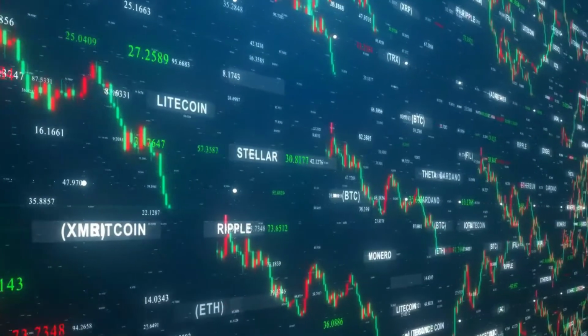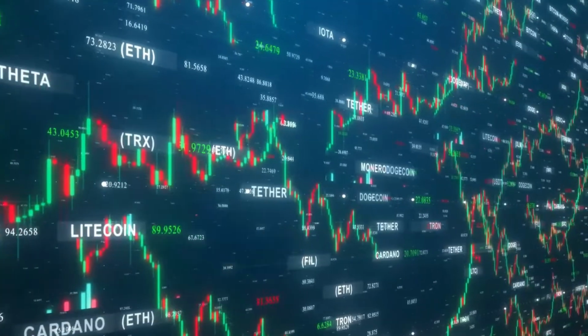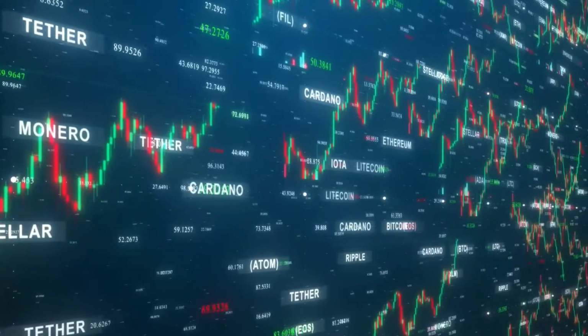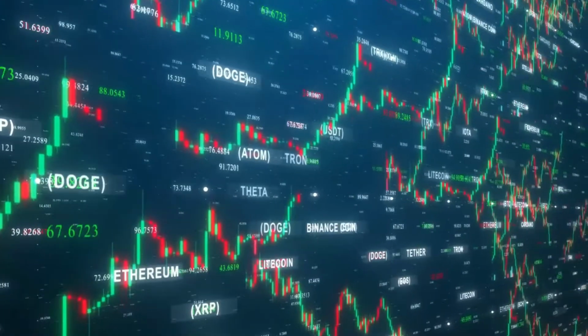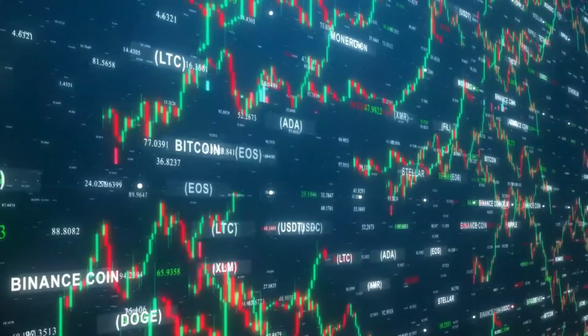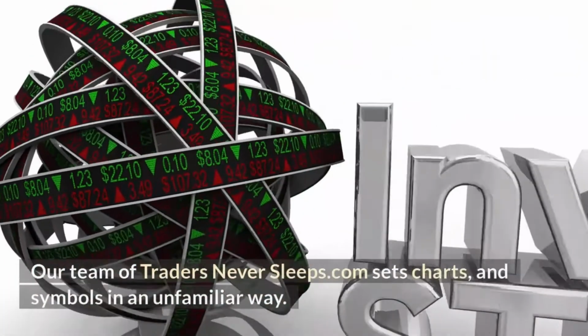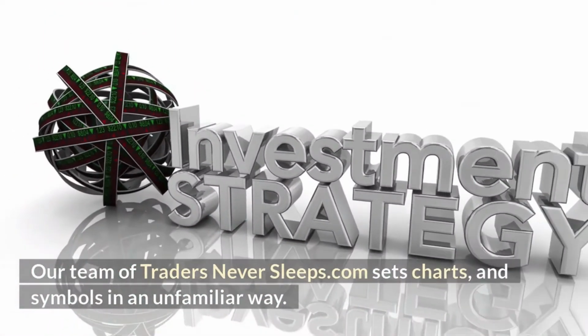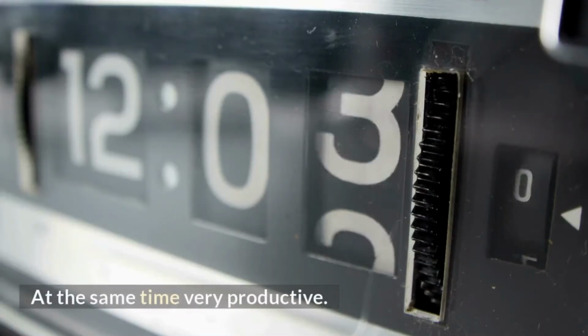Our favorite time frame for the best stochastic trading strategy is the 15-minute chart. Indeed, we take the time to evaluate the best stochastic trading strategies. Although the stochastic indicator is a very popular indicator among traders, it has been used in the wrong way. We set up charts and symbols in an unfamiliar way. At the same time, very productive.